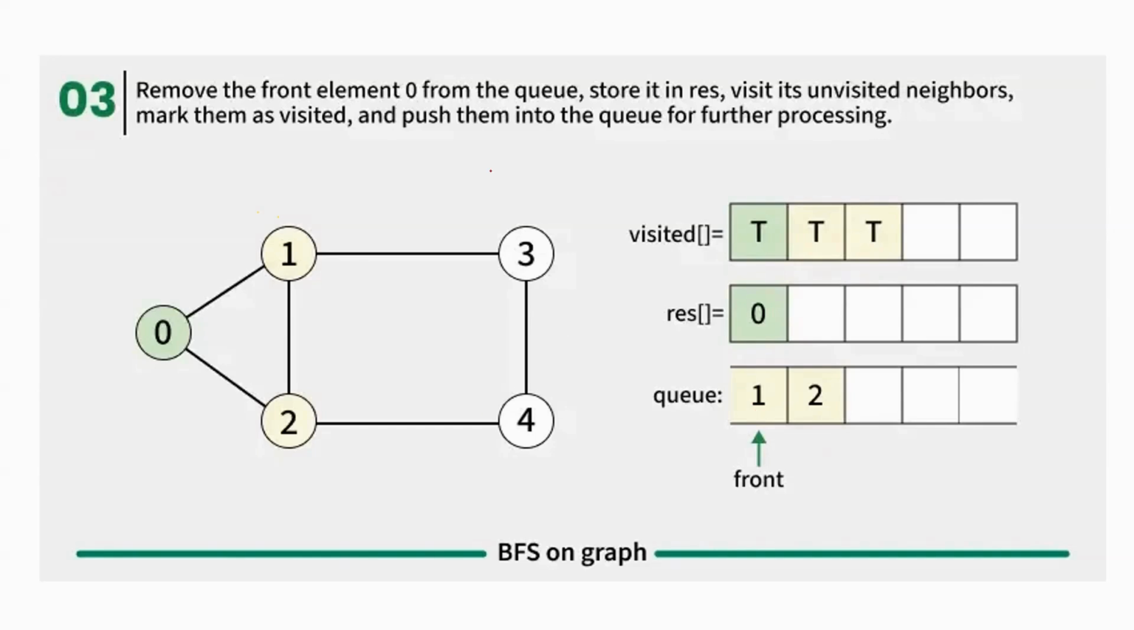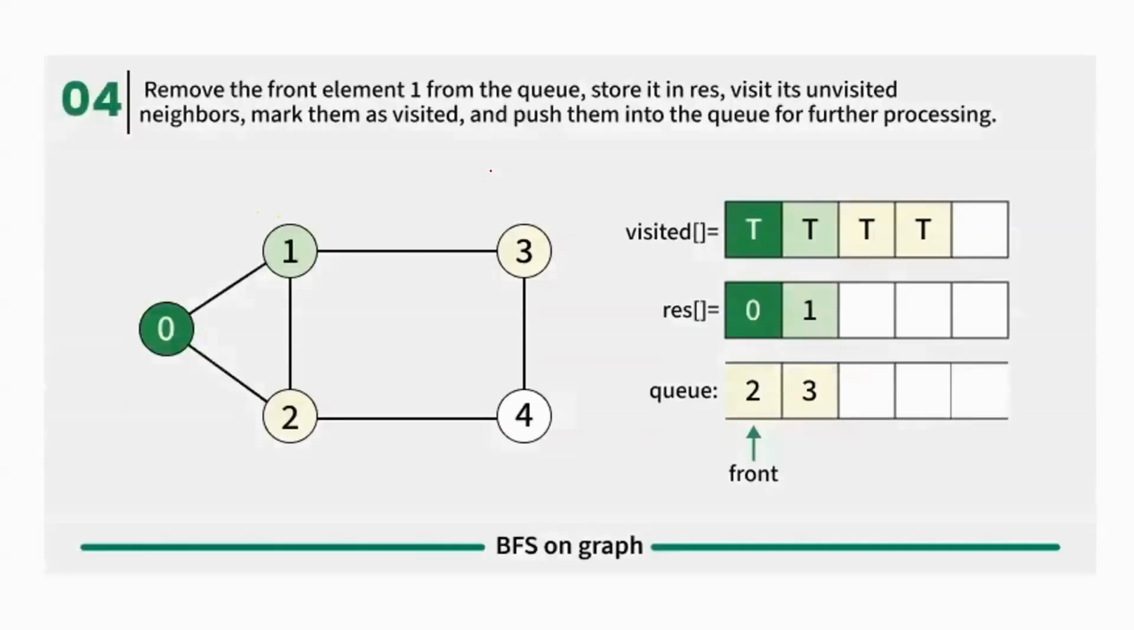Let's move to the next graph. Here we can see we visited and left over the green one, zero, right? Remove the front element of the queue, which was zero, and we remove zero from the queue, we visited it, and we store it in res, like it is the output part. We visited zero and we left over zero and we entered one, right? In the queue we remove the one, right? We stayed in one.